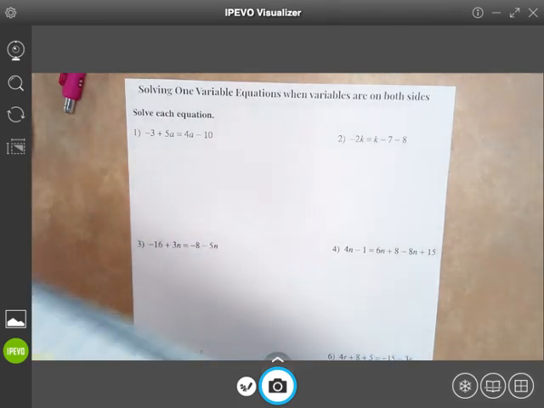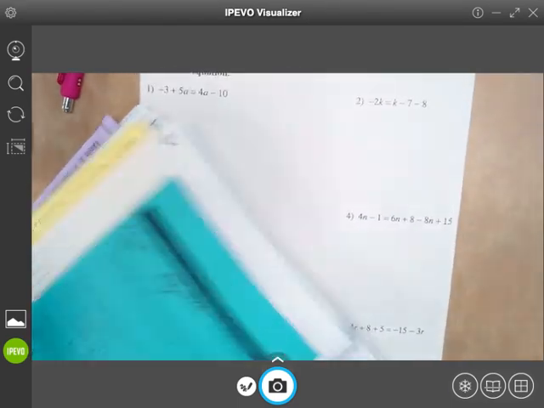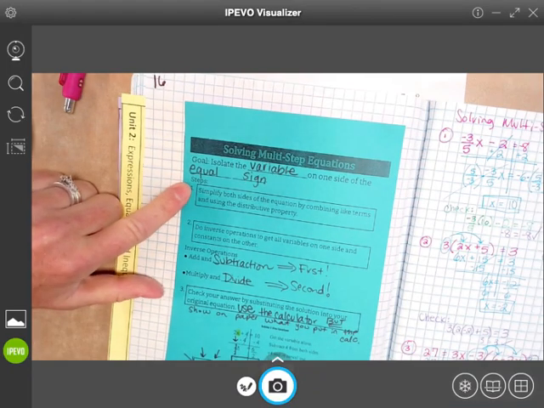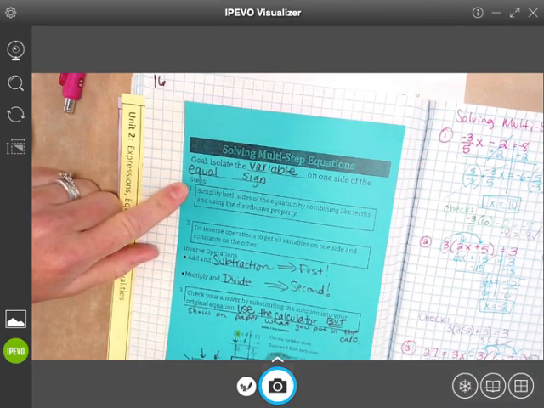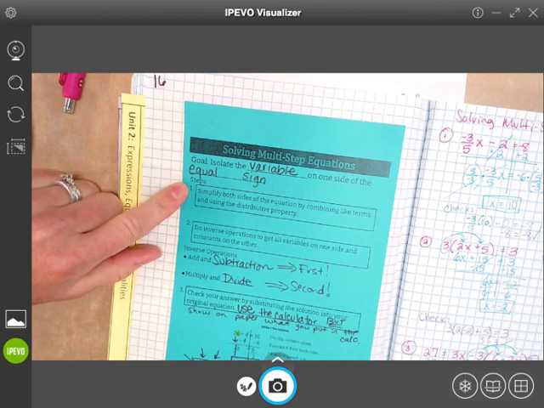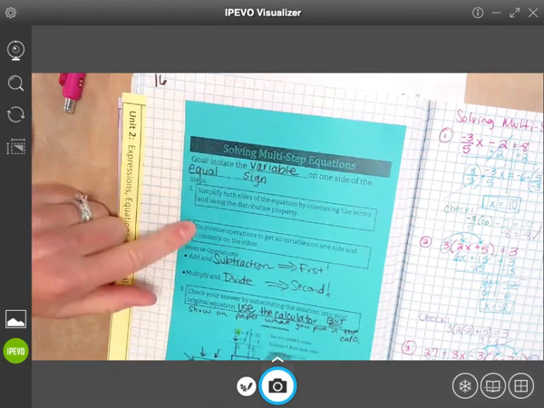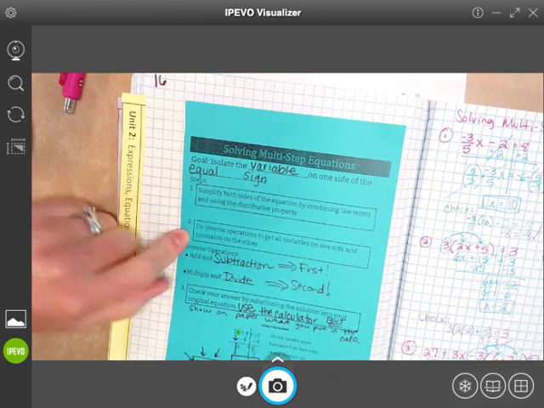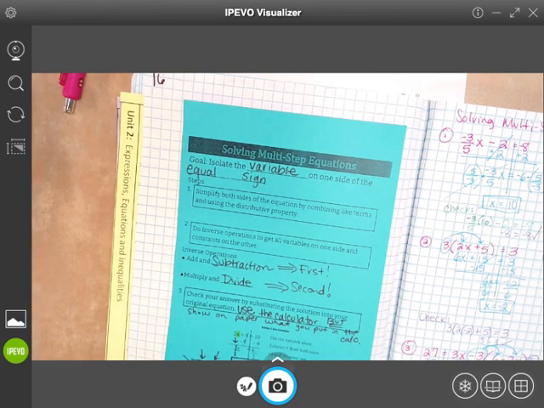So I am going to refer back to our notes from the other day. Solving multi-step equations. Isolate the variable on one side of the equal sign. Step 1, simplify both sides of the equation by combining like terms using the distributive property. Do inverse operations to get all the variables on one side and all the constants on the other. So since we have variables on both sides, we are going to work on moving all the variables to one side and then all the constants to the other.